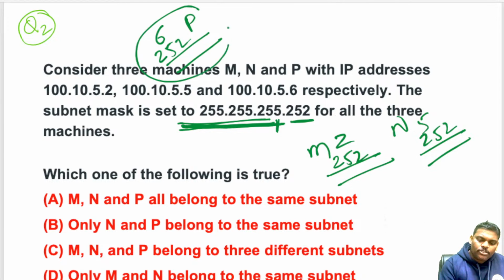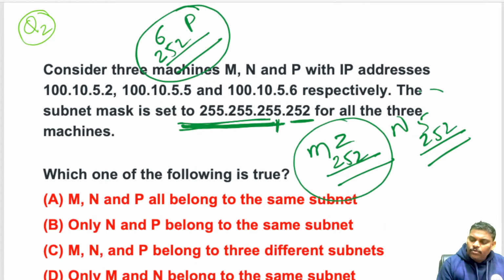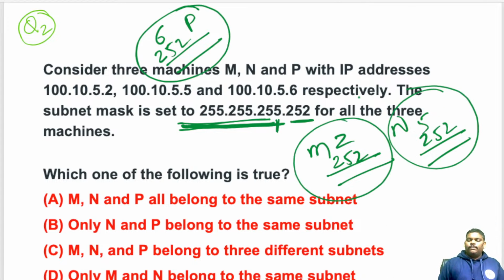Can you do the end operation properly? 252 means the last 2 bits are not ones, the remaining are all ones. 10 means last 2 bits, so it is 0. 5 and 252: 5 means 101, 252 means 100. I think 1. So 4 will match.